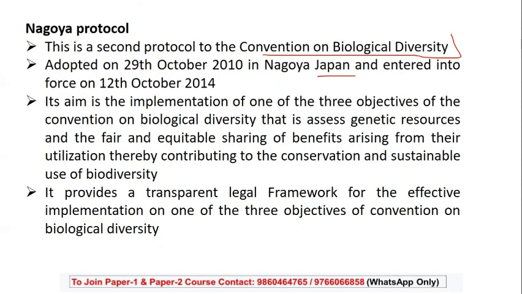this recalling part. Okay. Now, talking about the aim, it was based on three objectives: access to the resources, fair and equitable benefits, and utilization or conservation and sustainable use of biodiversity. It provides a legal framework for effective implementation of one of the objectives of the Convention on Biological Diversity.